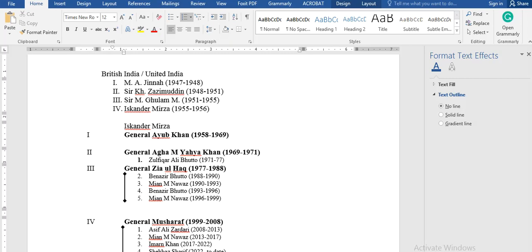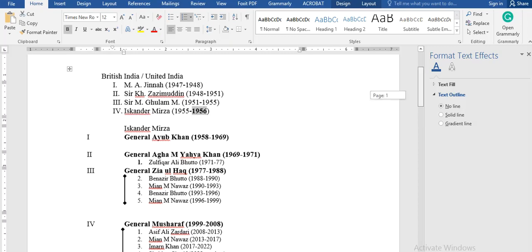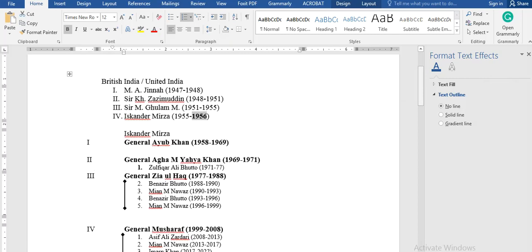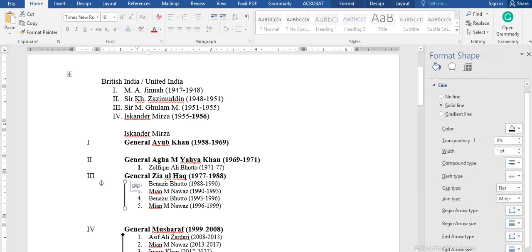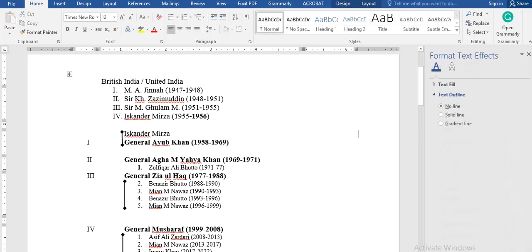The Constitution of 1956 was promulgated on 23rd March 1956. So this is another landmark event in the history of Pakistan, when the country received its first constitution, and Iskandar Mirza, then Governor General of the country, became the first president of Pakistan.